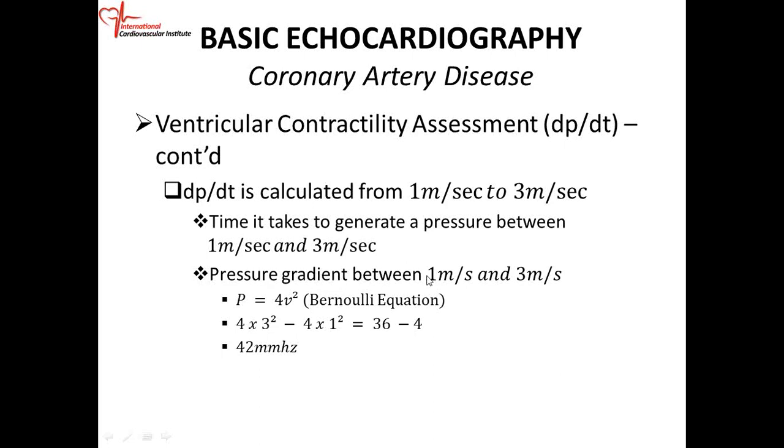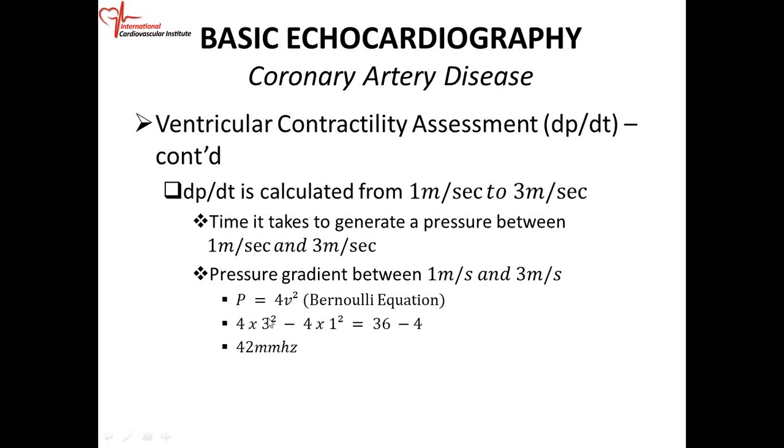So between the 1 meter per second and the 3 meter per second, you want to calculate the pressure gradient, the change in pressure between these two velocities. From the modified Bernoulli equation, we can convert velocity into pressure. So at 1 meter per second, you calculate the pressure. Pressure is equal to 4v squared. And at 3 meters per second, you calculate the pressure again. Pressure is equal to 4v squared using the modified Bernoulli equation.